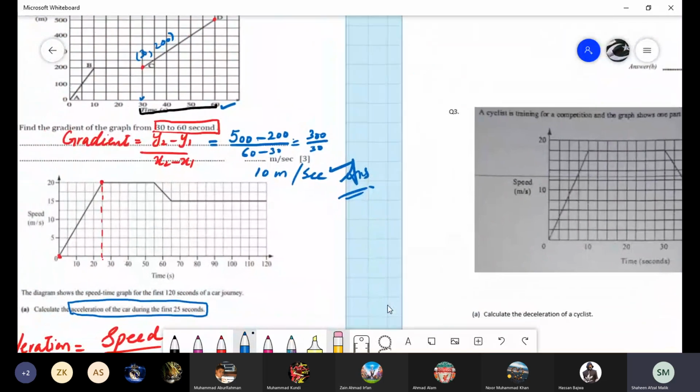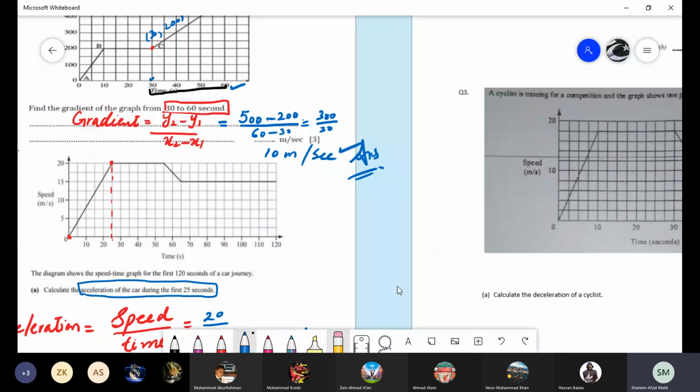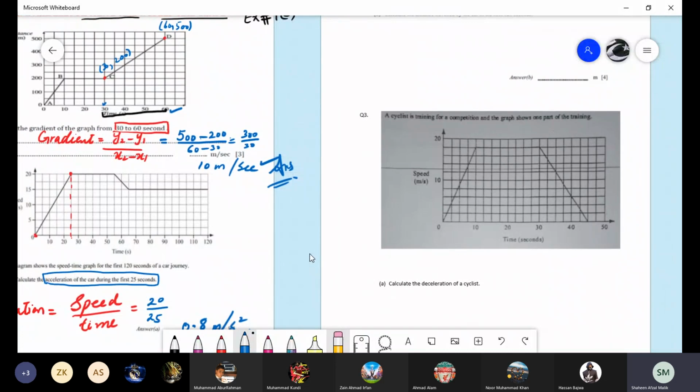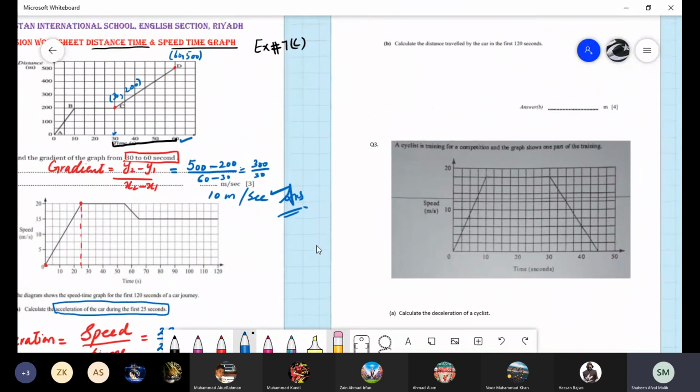Then the B part of the question is the same question, but its second part. Here, you have to follow the same graph. The question is, calculate the distance traveled by the car in the first 120 seconds. Yes, how will you do this? Whenever we are finding the distance, what will be the distance formula? Here the distance is equal to the area under the graph.